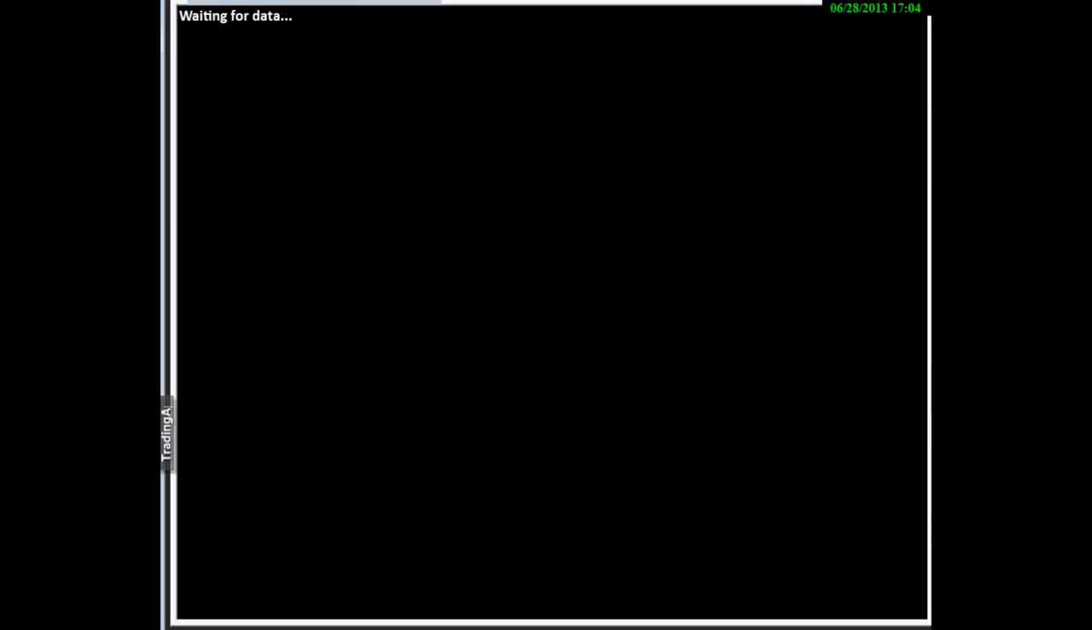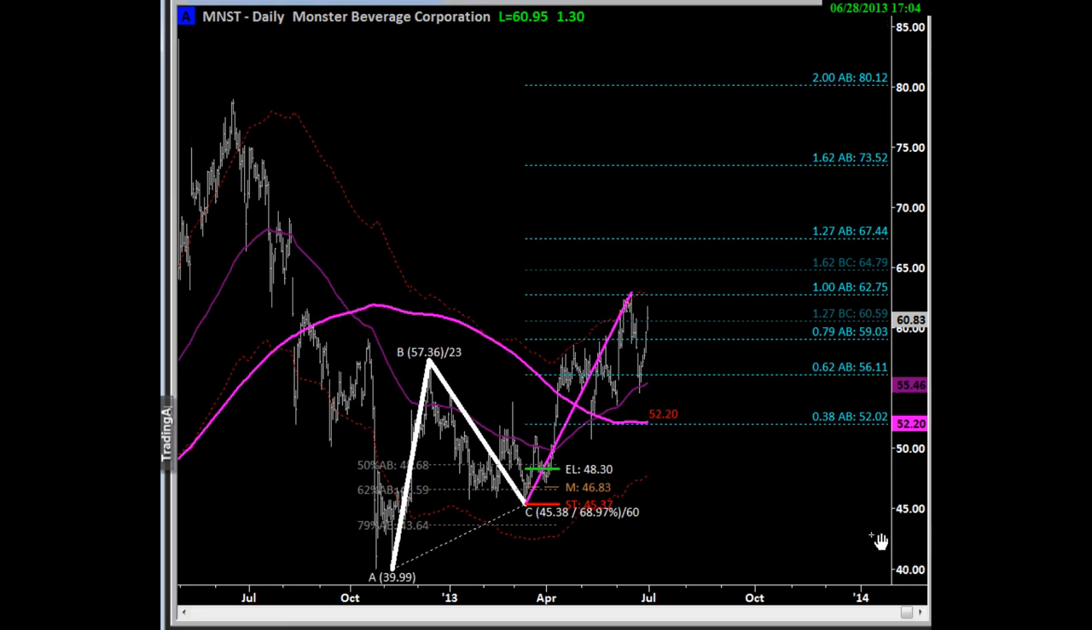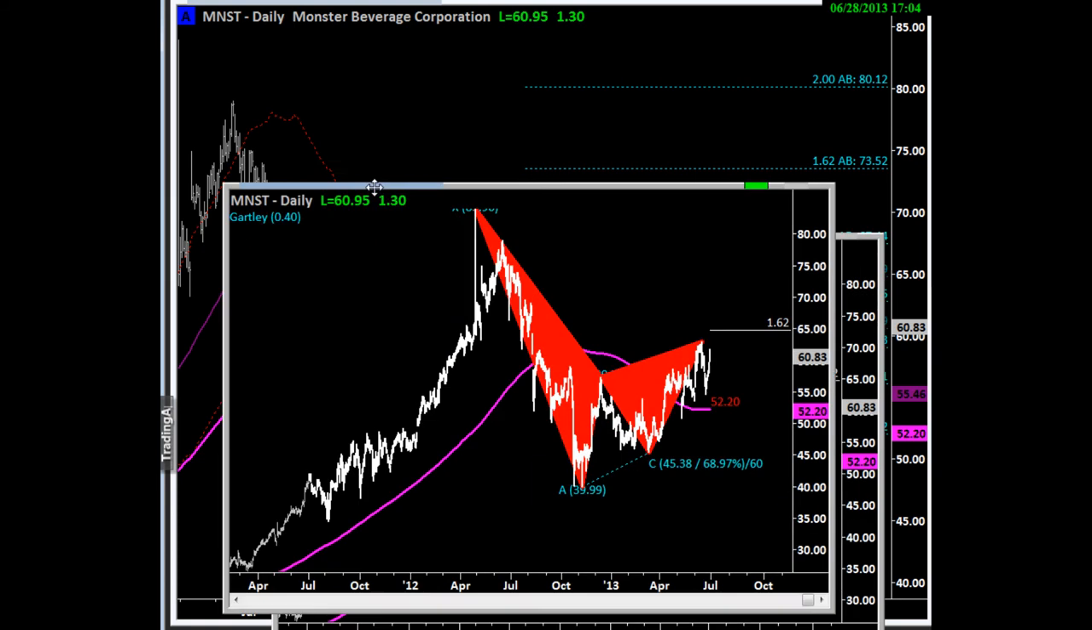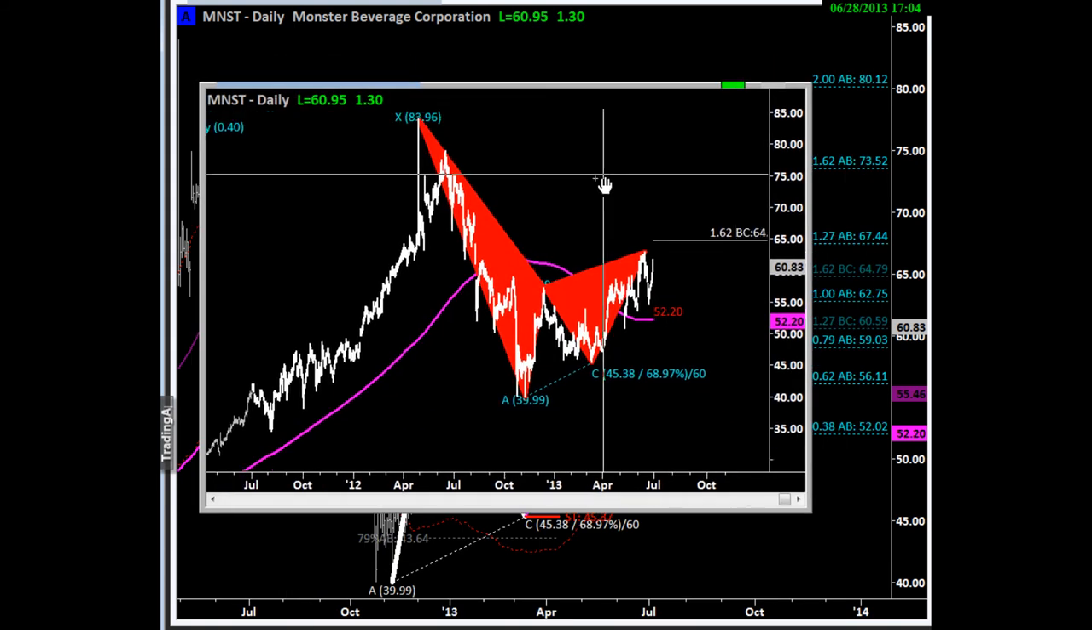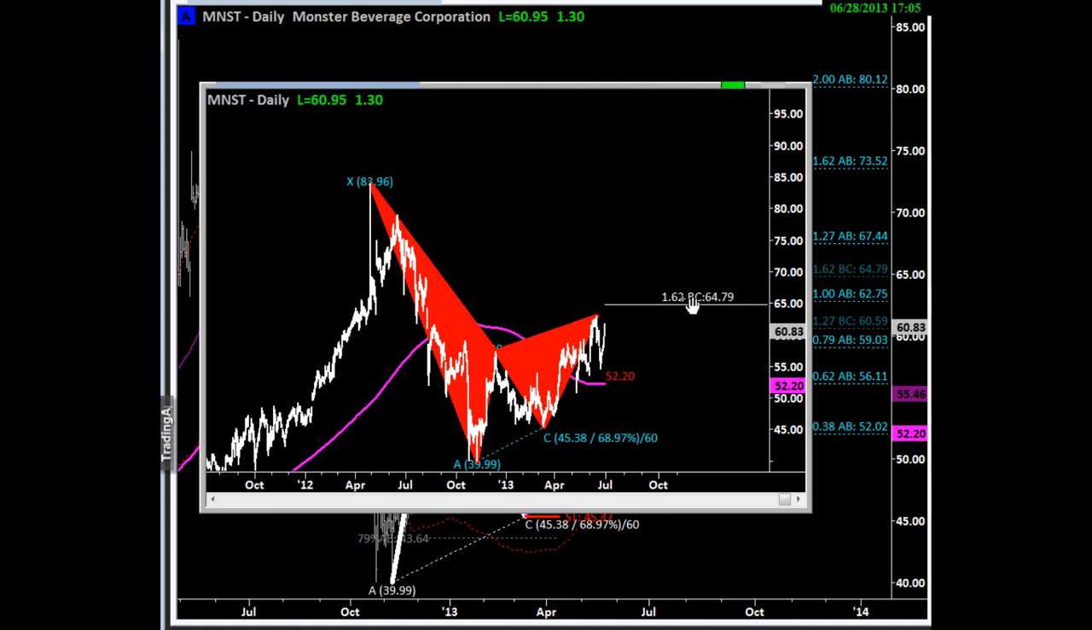Next is Monster. I do not have a position in Monster. Quite a controversial stock. They were recently sued again, so I'm probably going to stay away from these kinds of stocks. But I thought I would show you it's an ABC bullish pattern, and it also has one of the Gartley patterns which is still forming. This means the formation is still in the retracement mode. If things materialize, it could go much higher, but I would not be participating in this stock.